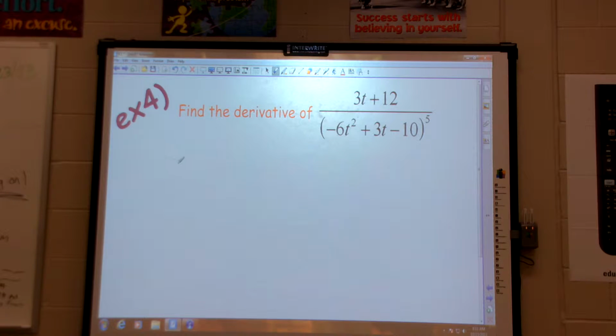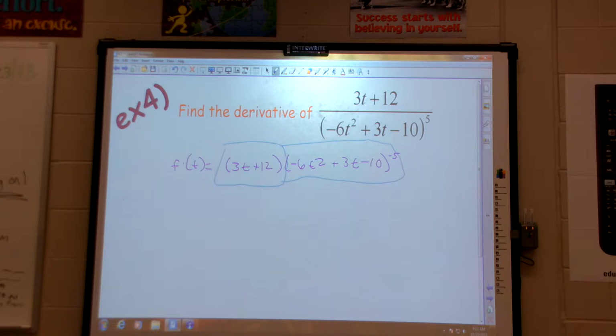So what I'm going to do is rewrite this, and I'll call it f of t. F of t equals 3t plus 12 times negative 6t squared plus 3t minus 10 to the negative 5. Notice this has parentheses because it's all of that times the bottom, correct? Yes. I rewrote it because I don't want to use the quotient rule. But now I see I have to use the product rule because here's your one function, here's your other function.